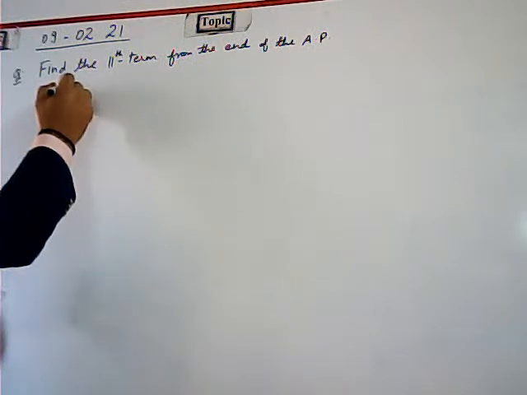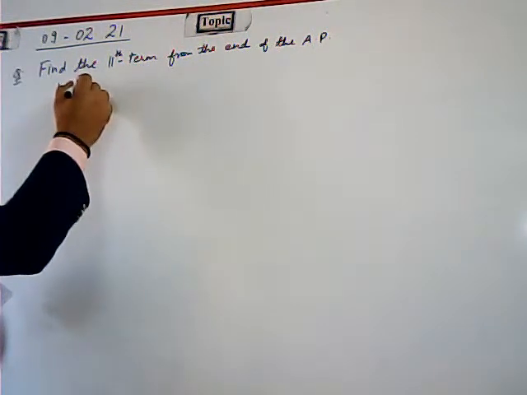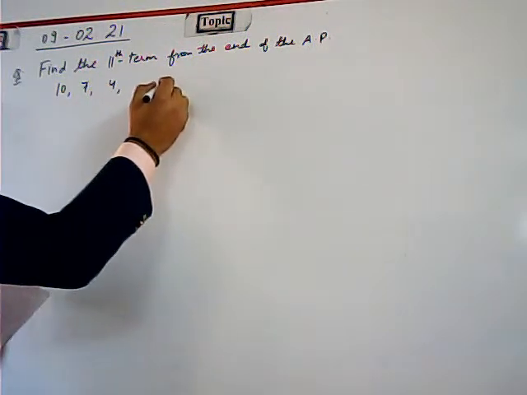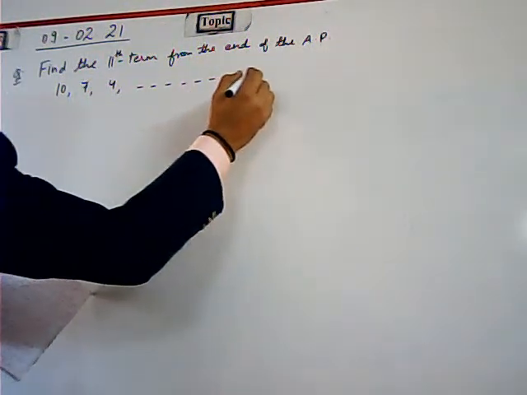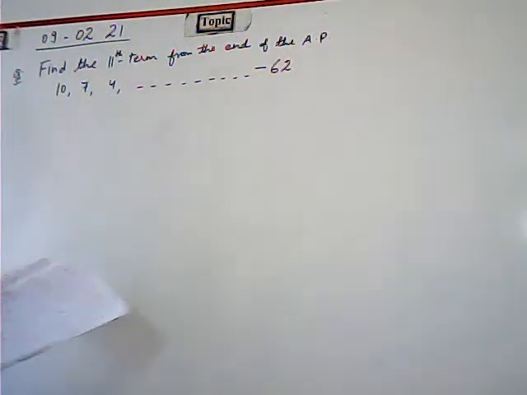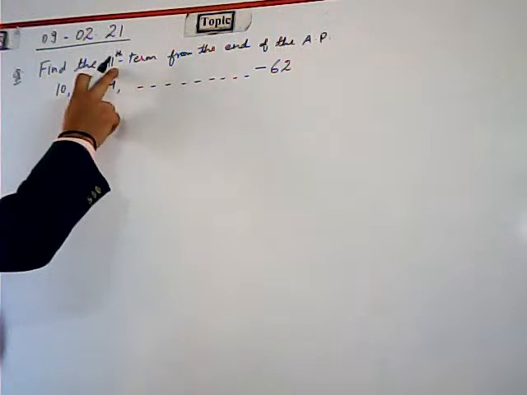AP is 10, 7, 4. Last term is minus of 62. So we have discussed so many ways how to find the AP, right? So here we want to find the 11th term from the last.